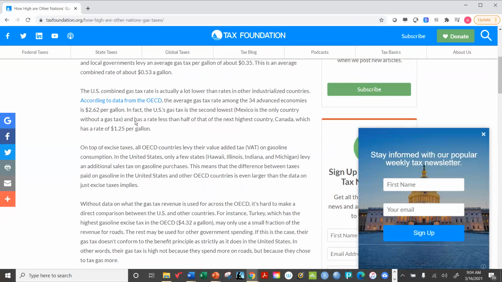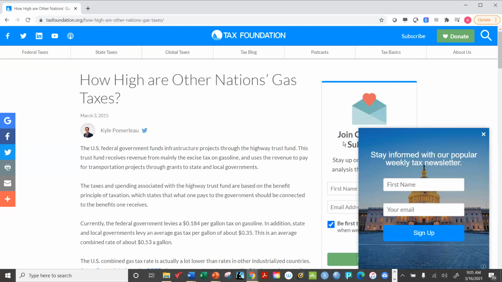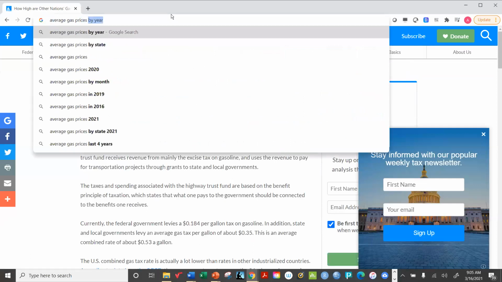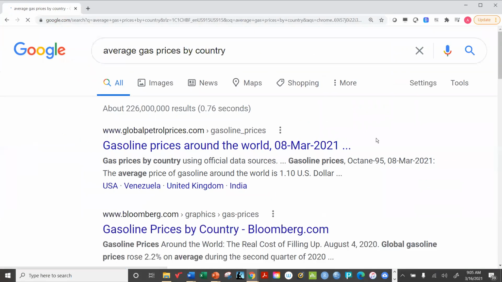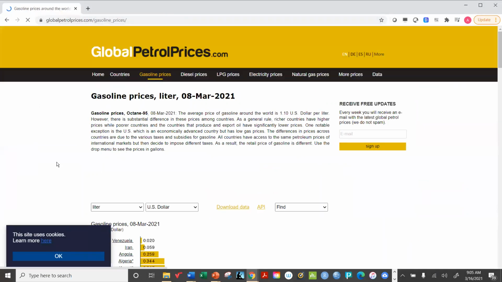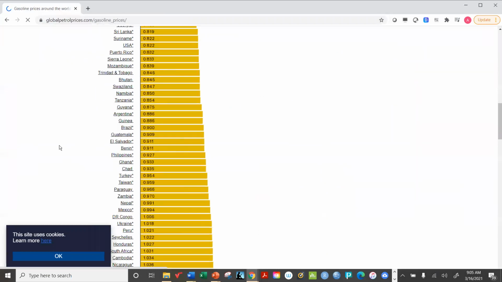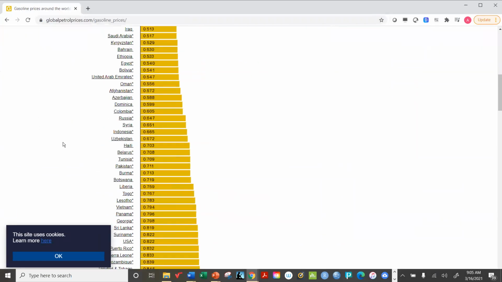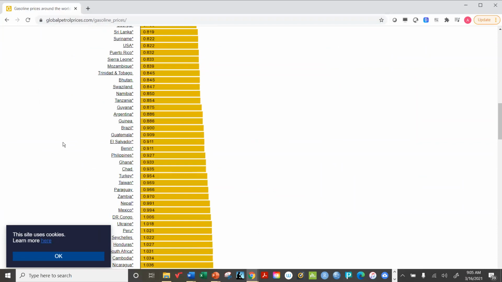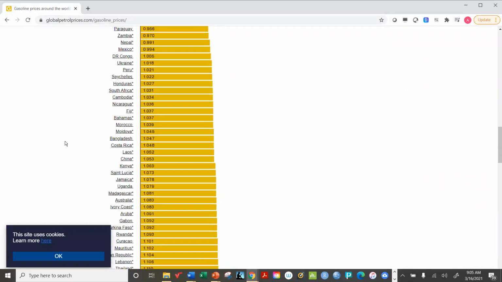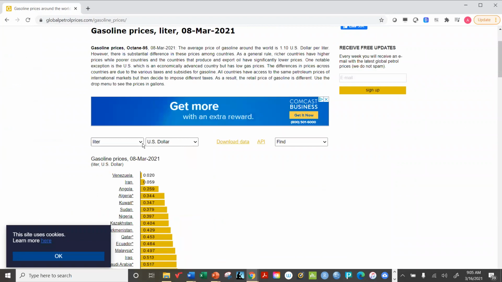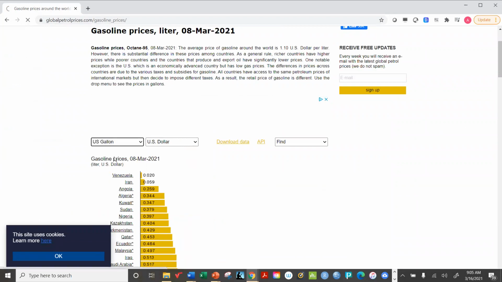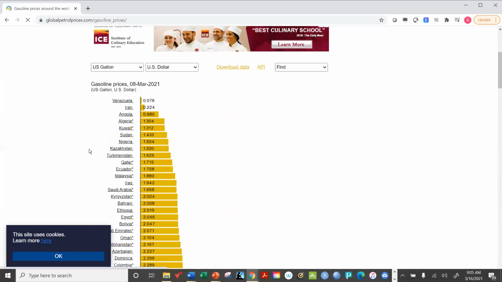You know what we could do now? Why don't we see what the average price of gas is in these countries, not just the taxes. Let's see what we've got here. Gas prices around the world in March. Okay, here we go. Now the United States is, where are we? Oh my God, what's going on here? Oh, that's per liter. No wonder. I was going to say those numbers can't be right. All right, that's more like it.